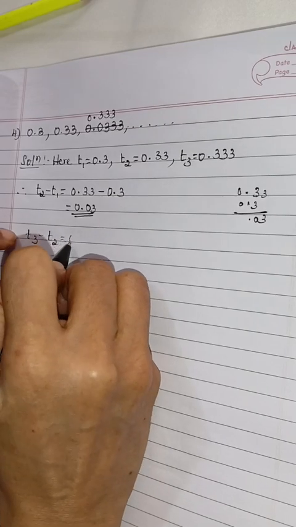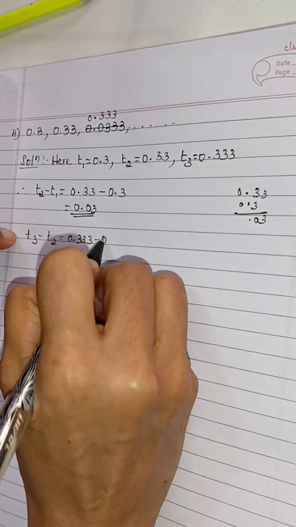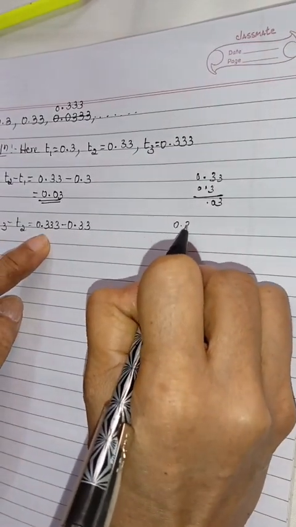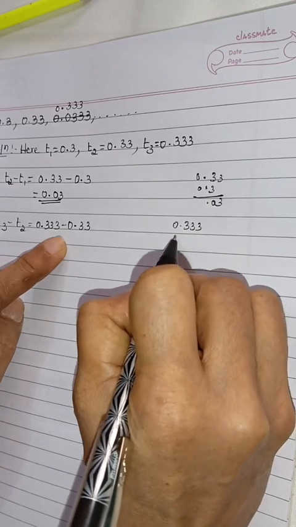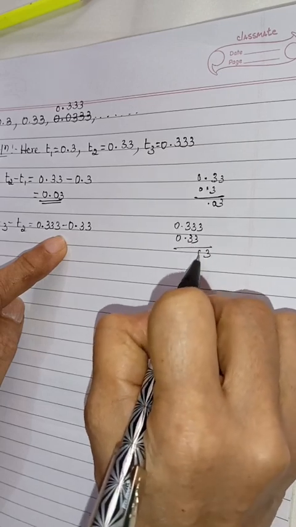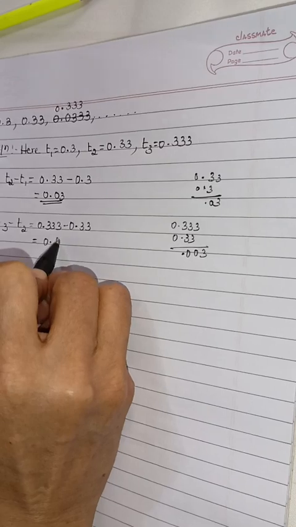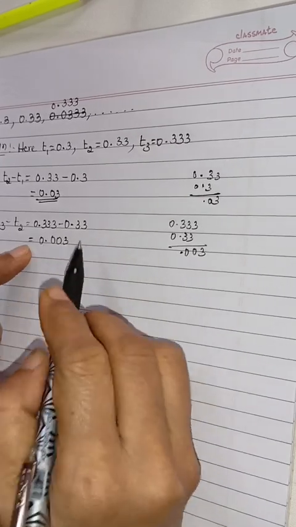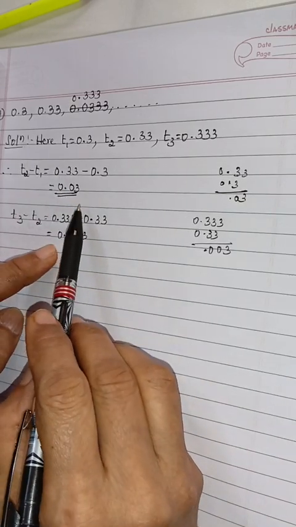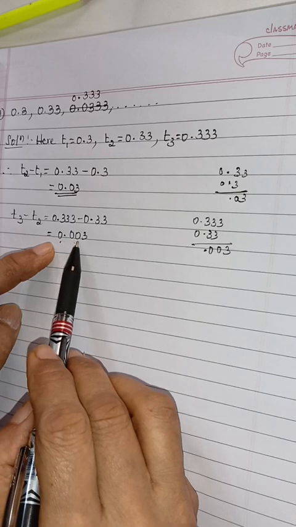Okay, so now T3 minus T2. T3 is 0.333 minus T2 is 0.33. Here it is 0.333 minus 0.33; this is 330, it is 0. The answer is 0.003. So the difference between two consecutive numbers is not constant. Here 0.03, here it is 0.003.